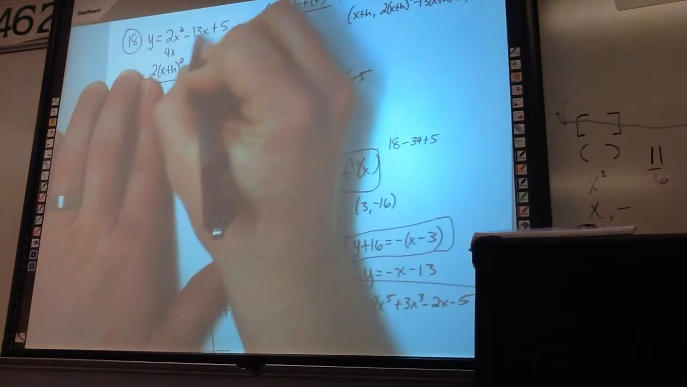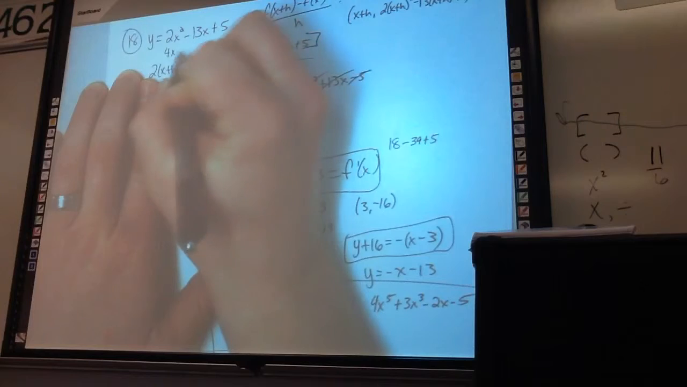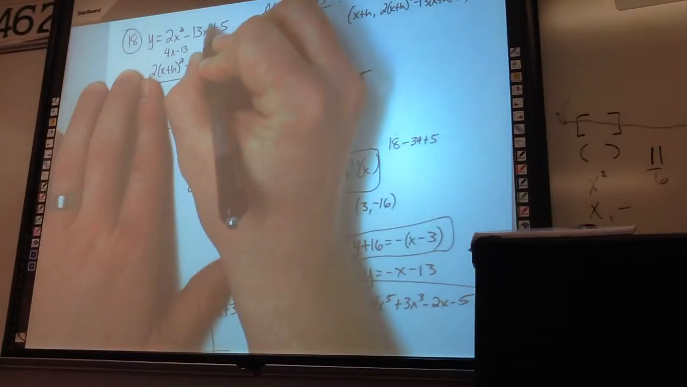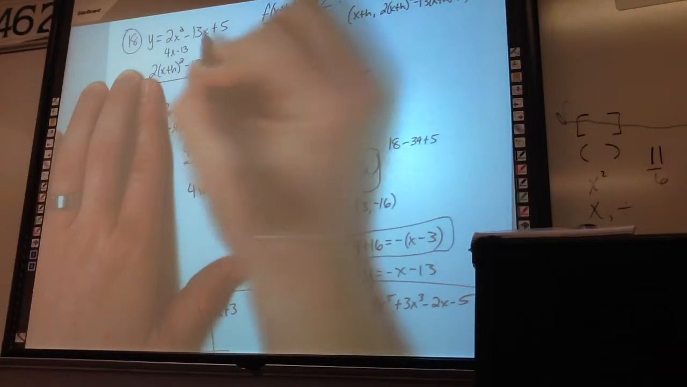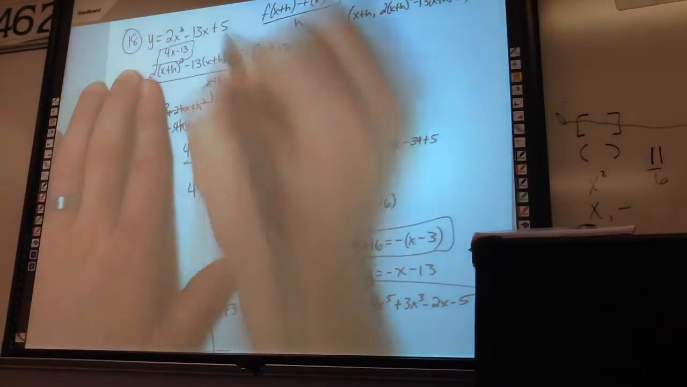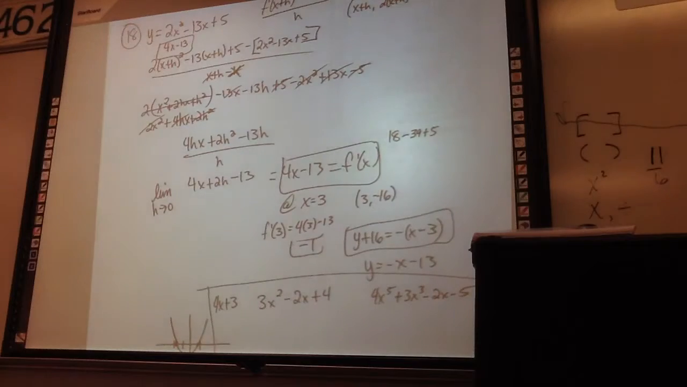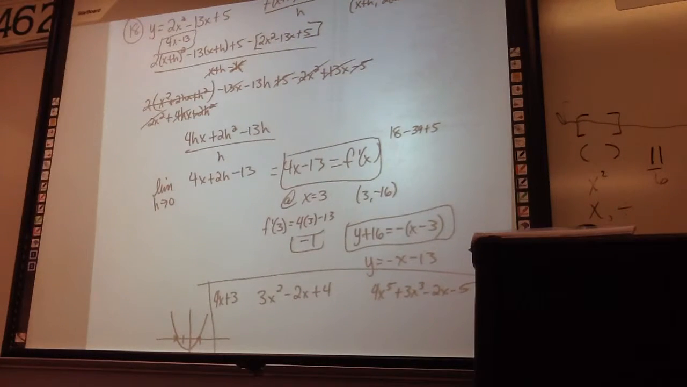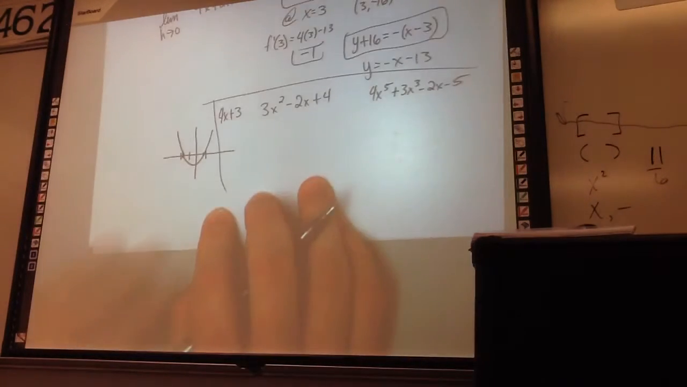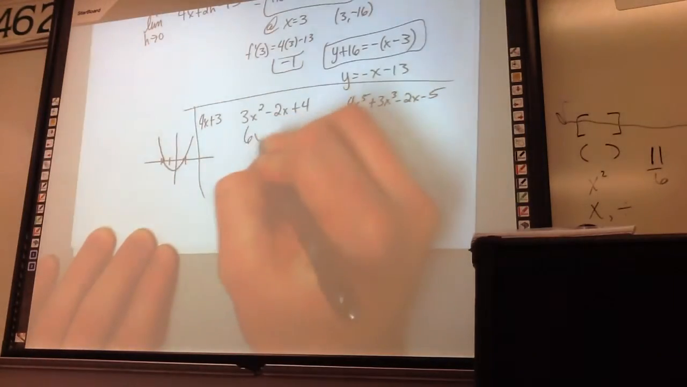This one is a power of 1. 1 times negative 13 is negative 13, and then it would be x to the 0, which is 1. Boom, we're done. That doesn't have an x. Mind blown. Works every single time. 100% of the time. So like this one would be 6x minus 2.